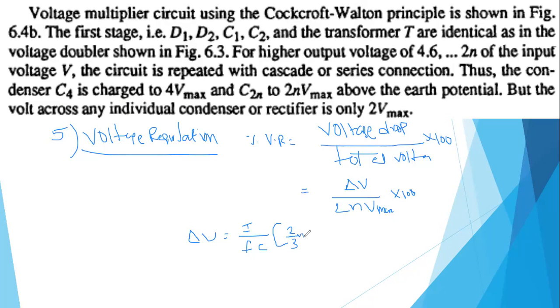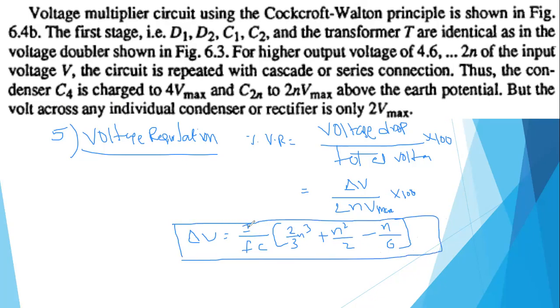2 by 3 into n cube plus n square by 2 minus n by 6. This is a very standard formula, and we can derive it later. So delta V is I by FC times that, where I is the load current, F is the supply frequency, C is the capacitor, and n is the number of stages. This delta V is the voltage drop. This is very, very important.